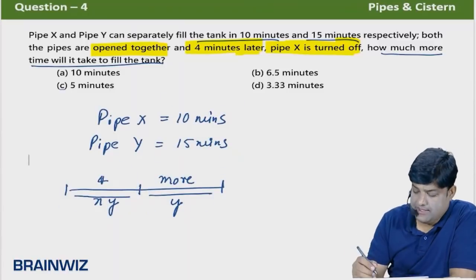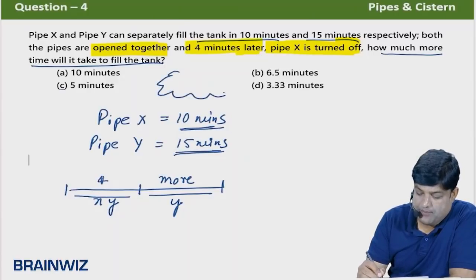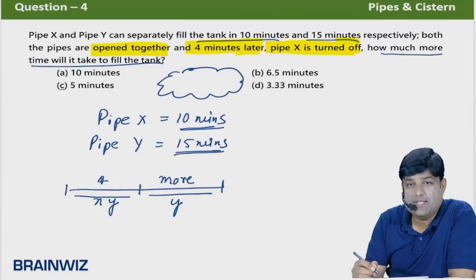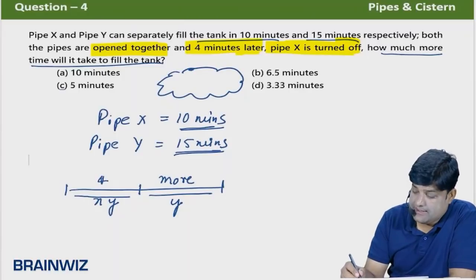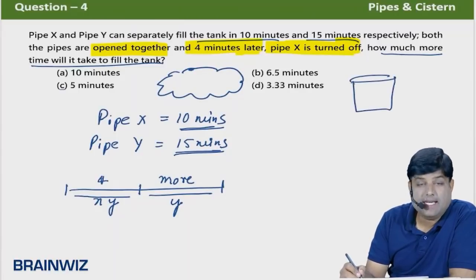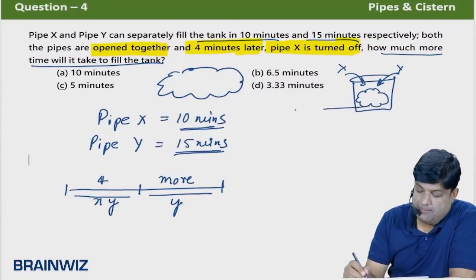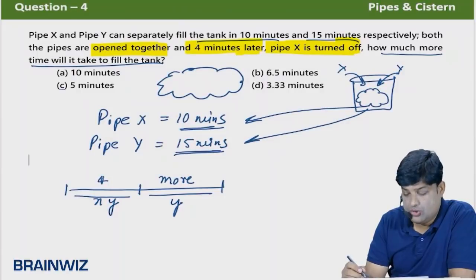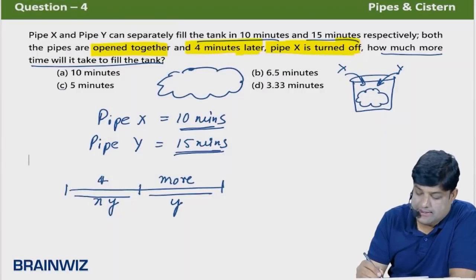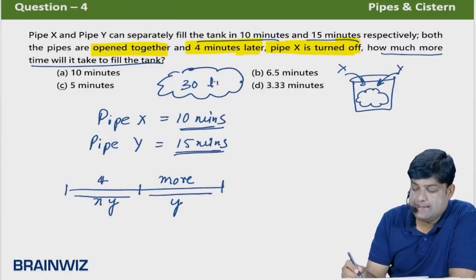Now let's see here. X can do it in 10 minutes, Y can do it in 15 minutes. We have to assume some quantity, not the time, some kind of liquid. Let's say this is a tank that should be filled by X and then Y. Let's assume one number which is the LCM of this 10 and this 15. So let's assume it is 30. The total tank is 30 liters.